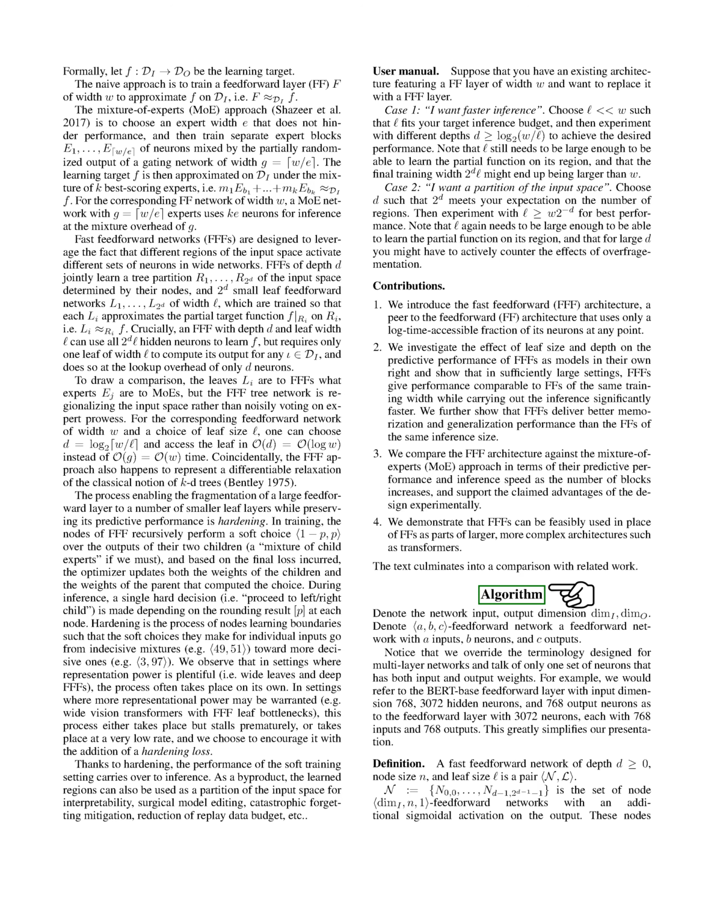Let's now discuss the algorithm. We'll denote the network input and output dimensions as dim_I and dim_O respectively. We'll refer to a feedforward network with A inputs, B neurons, and C outputs as a <A, B, C> feedforward network. We're simplifying the terminology used for multi-layer networks and only discussing one set of neurons with both input and output weights. For instance, the BERT-based feedforward layer with 768 input dimensions, 3072 hidden neurons, and 768 output neurons would be referred to as a feedforward layer with 3072 neurons, each with 768 inputs and 768 outputs. This makes our explanation much simpler.